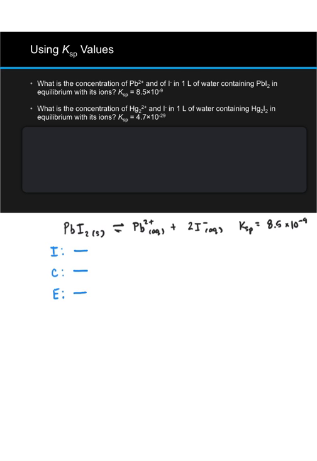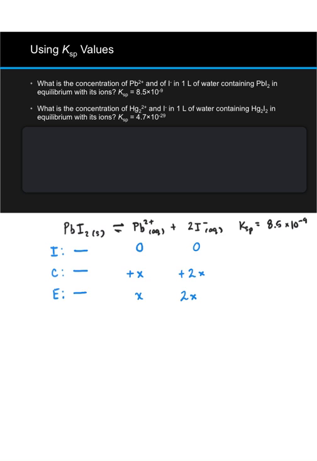Before any of this PbI2 starts to dissociate, we have 0 lead ions and 0 iodide ions in solution. Some of this PbI2 solid starts to dissociate and we gain a stoichiometrically equivalent amount of Pb and a stoichiometrically equivalent amount of iodide, carrying down the coefficients from each. So that at equilibrium, we have x amount of lead and 2x amount of iodide.